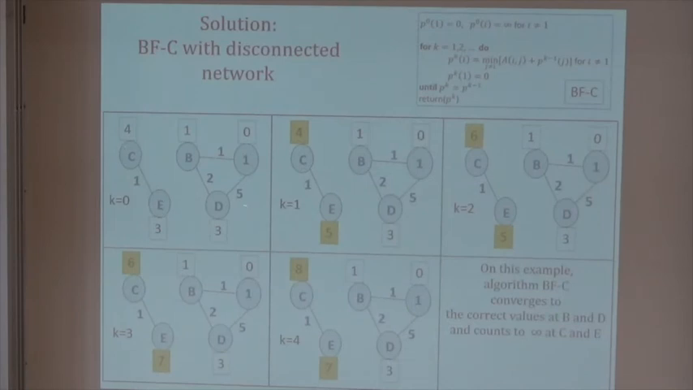Similarly, E will ask C, what's your distance? 4. So E will say, I'm 5. Next round, each will ask, and they will now obtain 5 and 6, 6 and 7, 7 and 8, etc. They will continue doing this ping-pong game. They will increase their distances, so the algorithm will not converge. It will go to infinity, which is in some sense the desired behavior, because the true distance is infinite. So in a case like this, the algorithm converges to the correct values in the connected area, but it counts to infinity at C and E.